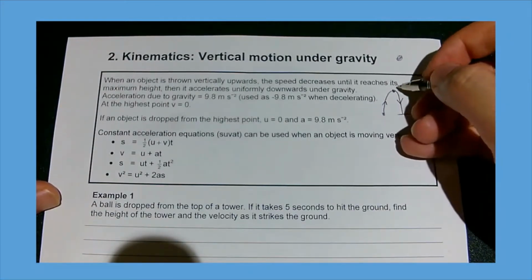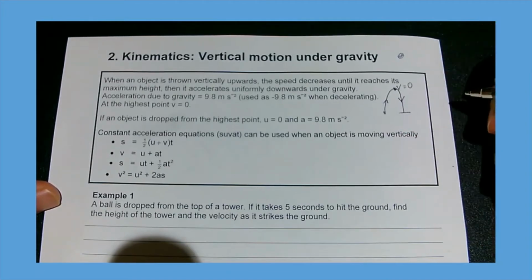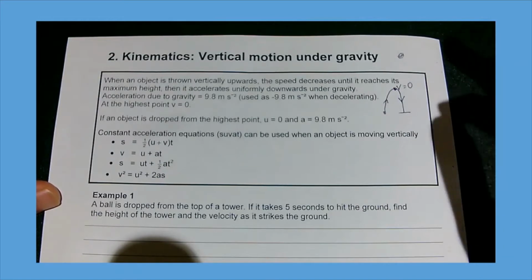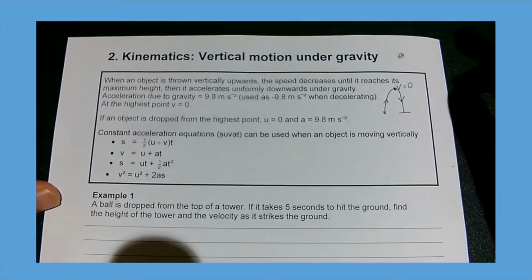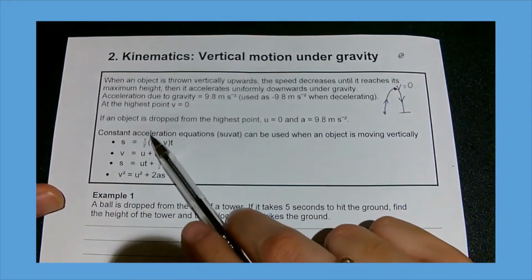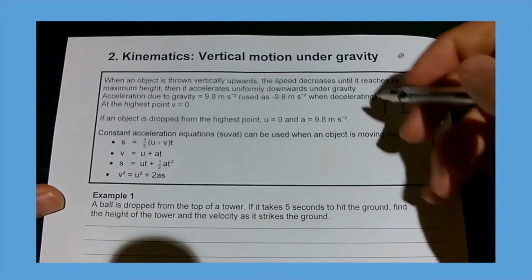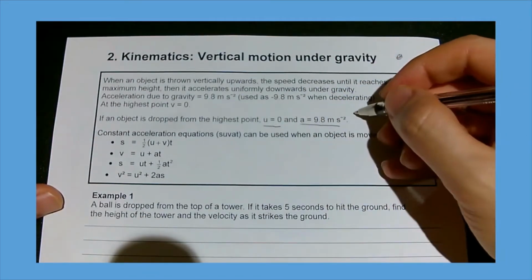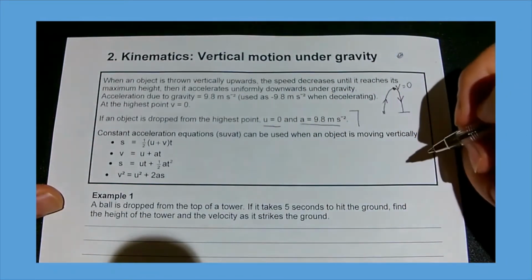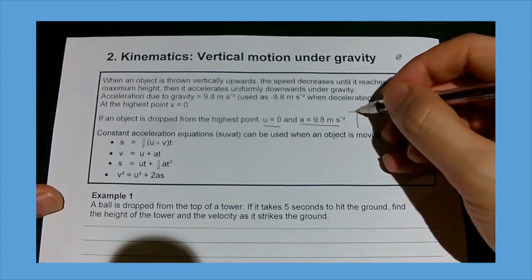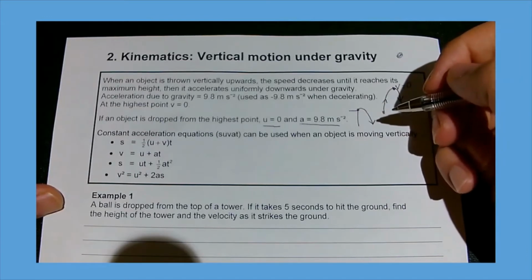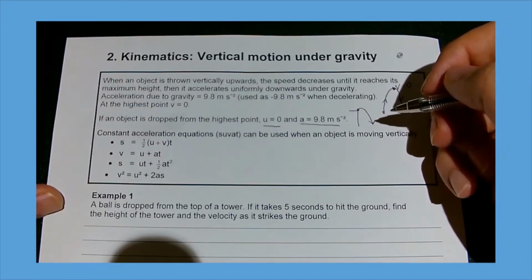At the highest point, v is equal to 0. For an instantaneous amount of time, the final velocity of any object at that point is equal to 0. Now, if an object is dropped from the highest point, we assume the initial velocity to be 0 and acceleration to be 9.8. So if we had, let's say, the edge of a building and an object being thrown down, the second at which it's thrown, we're going to assume the initial velocity to be 0.